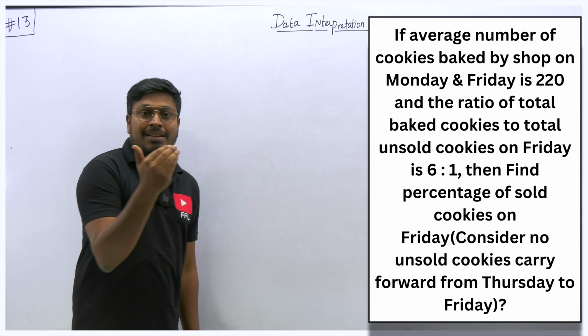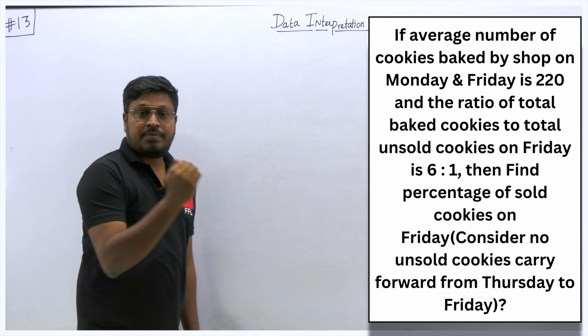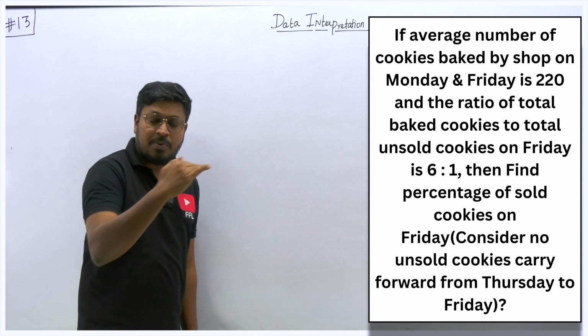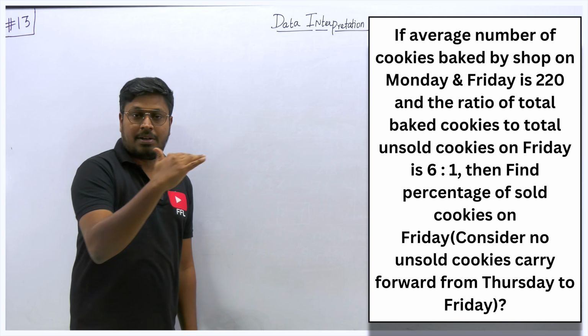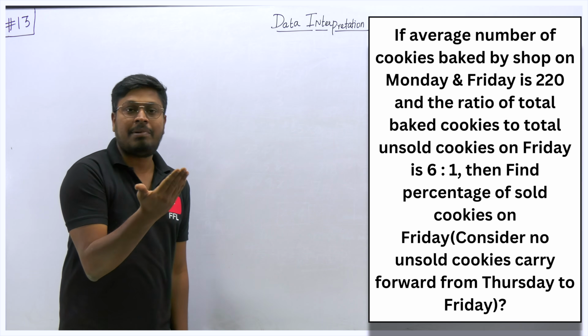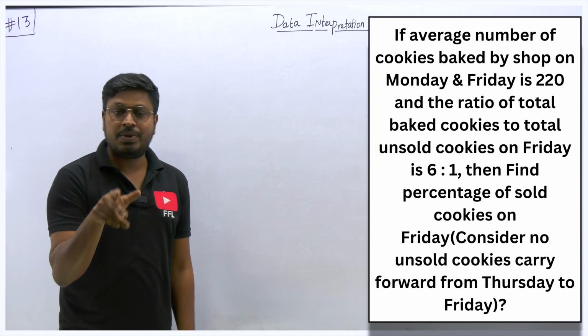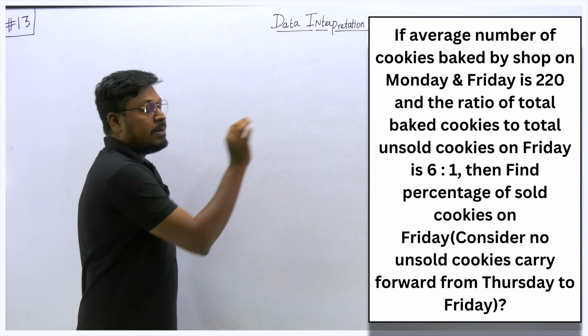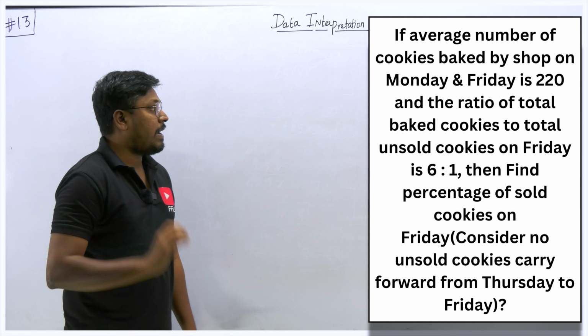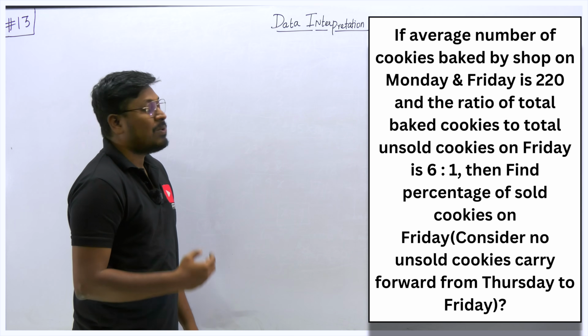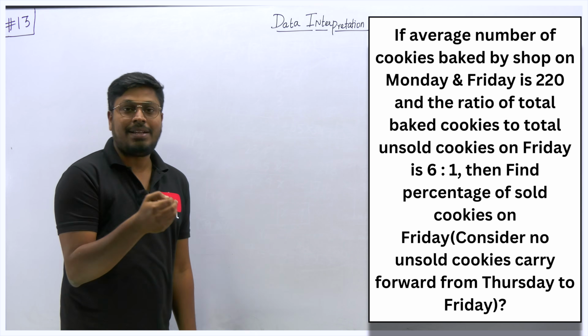So if we need to find the total percentage of sold cookies on Friday, the total cookies that was produced will be in the denominator, and in the numerator, total cookies sold. So into 100, the result will be the total percentage of sold cookies on Friday. But for Friday, we don't know how many cookies are sold and unsold. We have to find that initially.